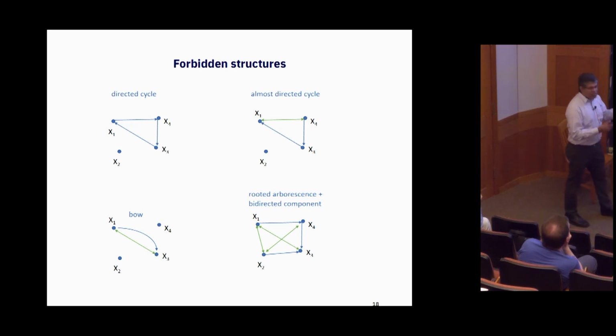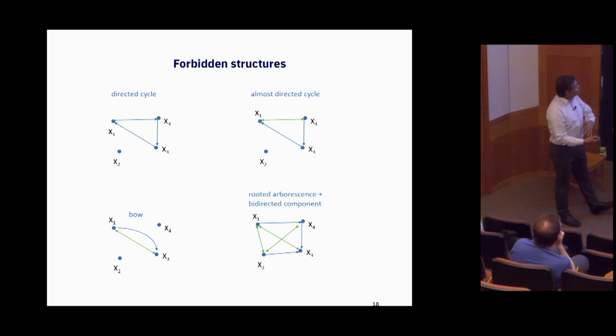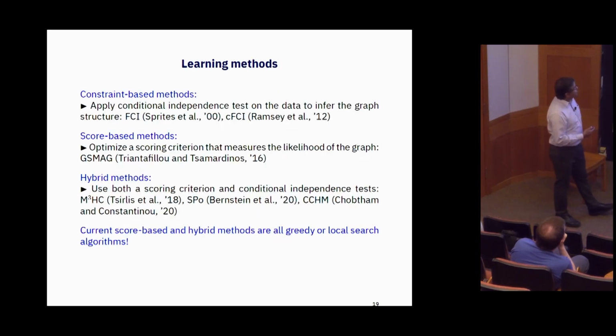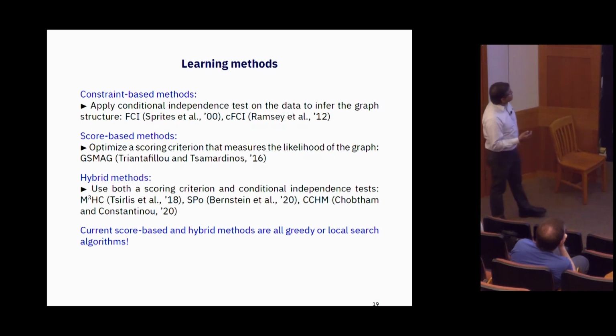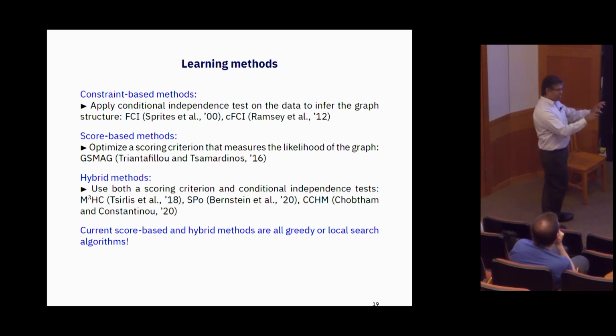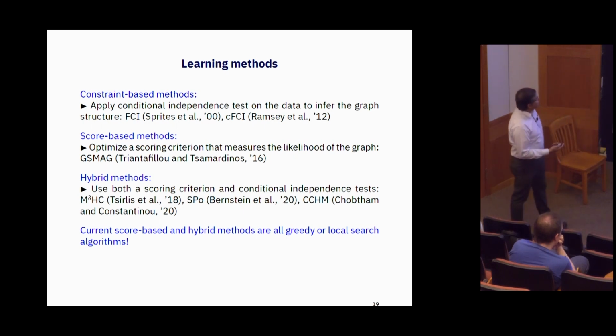Each of them has some statistical reason. If you have a cycle, you have some problems. If you have an almost directed cycle, you have some other problems. So you're trying to exclude them; you're looking for graphs without these. Again, there's a whole bunch of different methods. There are constraint-based methods, which I will not get into, but score-based methods are the category I'm talking about, where you have an explicit function giving a score to a graph, and you're trying to find a graph which maximizes that score.